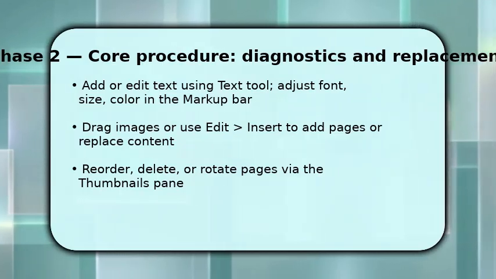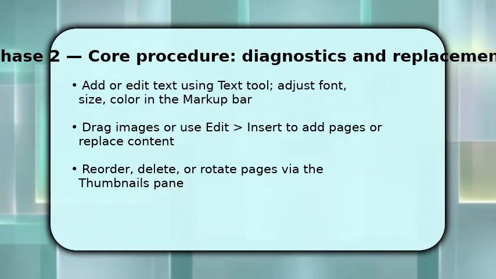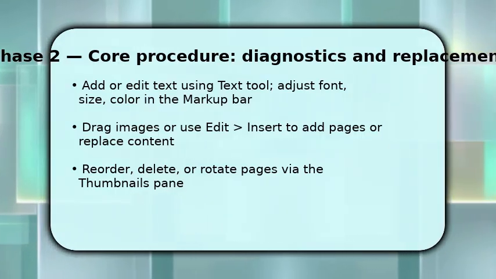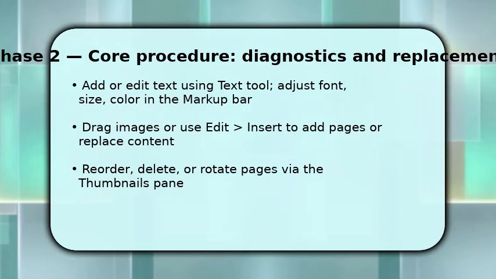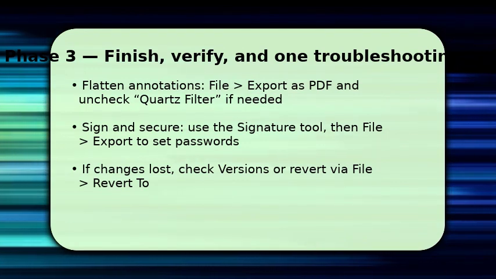For layout changes, drag thumbnails to reorder, select and press Delete to remove pages, or use Rotate to correct orientation, keeping visual flow consistent. Finish by exporting a clean PDF and securing it if required. Once done, use File Export as PDF to flatten annotations so they become permanent, and choose settings that preserve quality.